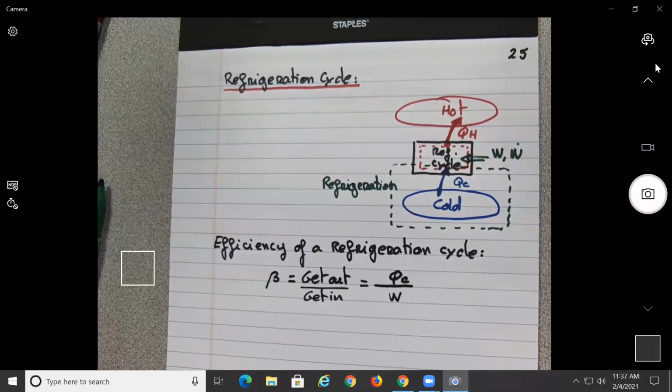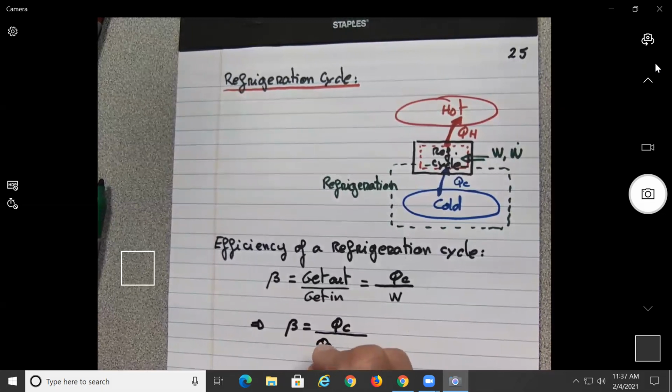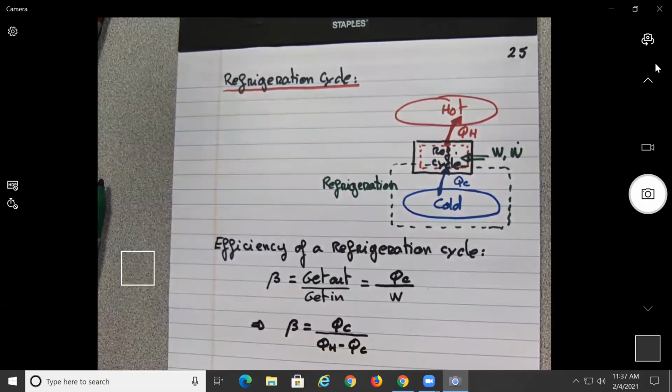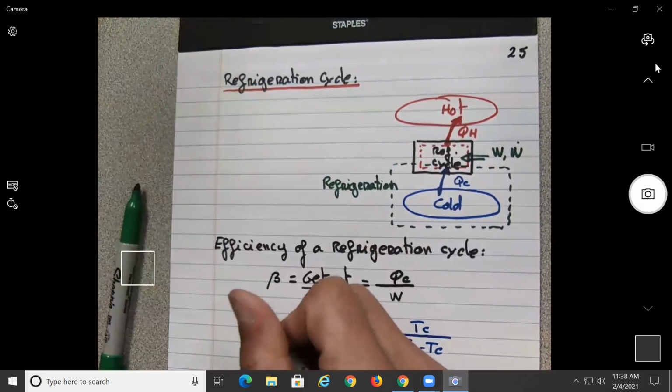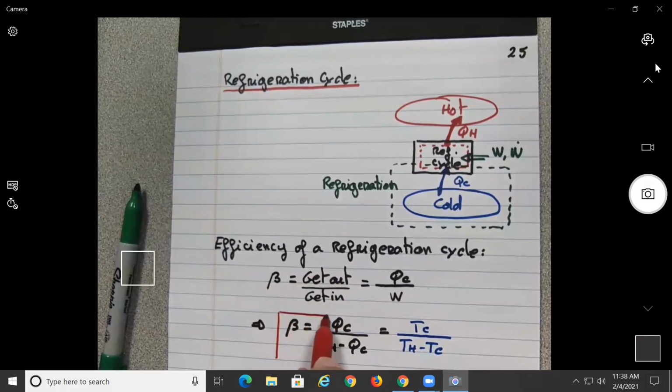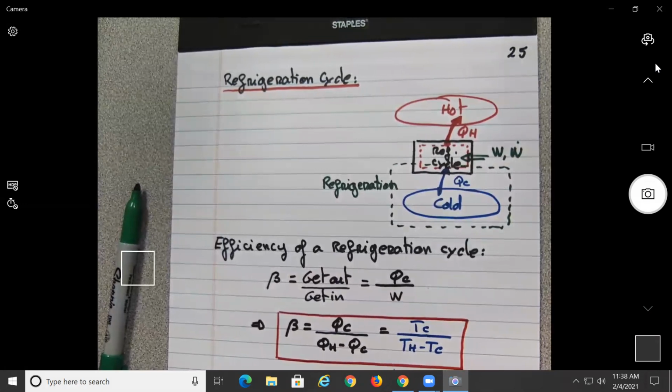And this would be again the same thing. So this will give us that beta is equal to Q cold divided by Q hot minus Q cold. Or in the ideal case, this will be equal to T cold over T hot minus T cold. Okay, again, this will be the ideal refrigeration cycle.